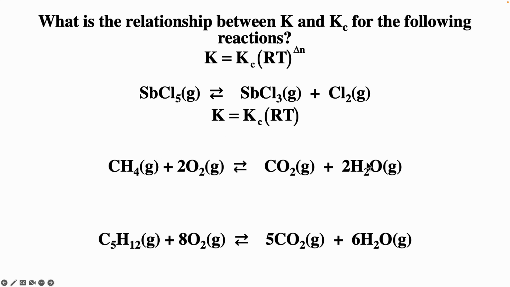Here we've got 3 gas particles on each side, and so K equals K sub C. Here we've got 11 gas particles and 9, so 11 minus 9 gives us 2, and K equals K sub C times RT squared. Again, be careful, you're only supposed to be looking at the gas particles.